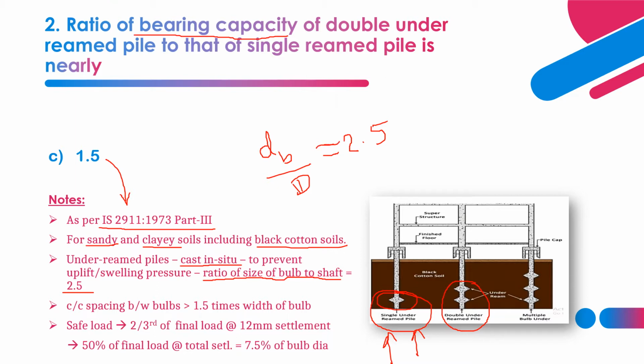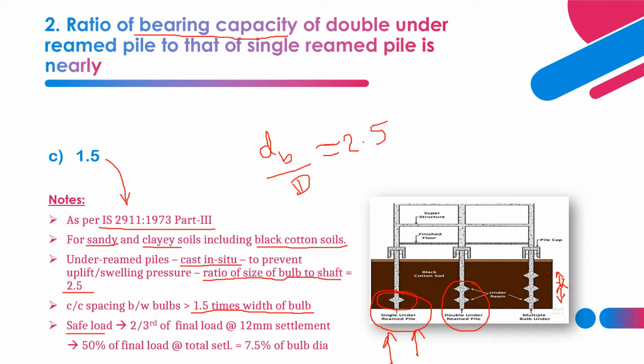Center to center spacing between bulbs shall not be less than 1.5 times the width of bulb. So what is the center to center ratio? This is the center to center spacing. This spacing shall not be less than 1.5 times the width of bulb or diameter of bulb, anything.